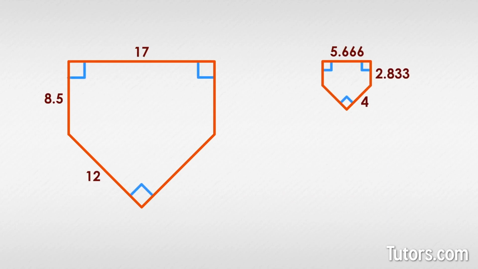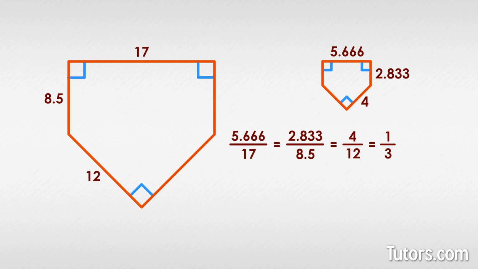Here are two pentagons that should be familiar to anyone who rounds the bases. Are these two home plates similar? You can compare the ratios of any corresponding sides. 5.666 divided by 17, 2.833 divided by 8.5, and 4 divided by 12. All three ratios are the same, 1/3, so the two figures are similar.